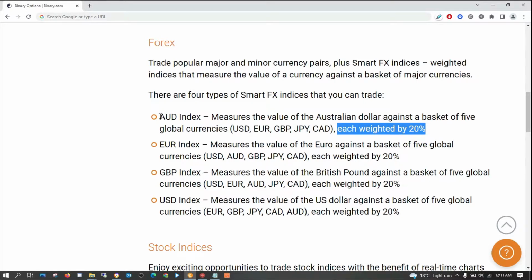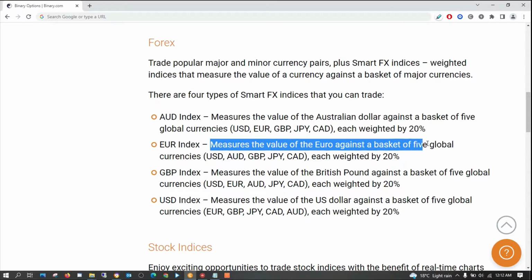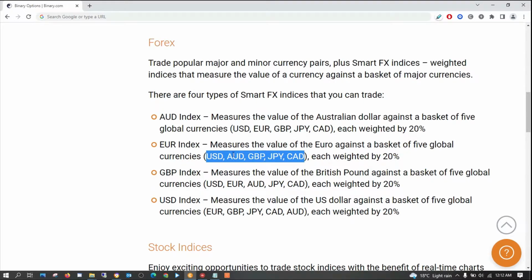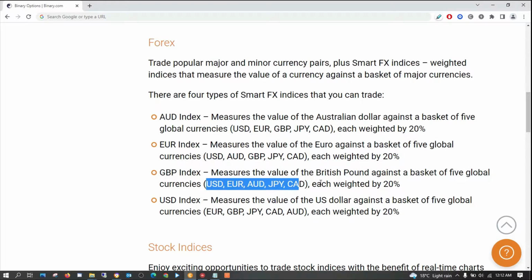So if you're trading on the AUD index, you measure the value against USD, Euro, GBP, Japanese yen, and Canadian dollar, each weighed by 20%. The same thing happens when you trade the Euro index. It measures the value of the euro against the basket of 5 global currencies. It's just the same as this one, but now it's the euro. You're now trading the euro against the 5-currency basket, each weighed by 20%. And then the Great Britain index, which is the same thing. It measures the value of the British pound against the basket of 5 global currencies: USD, Euro, AUD, Japanese yen, and CAD, weighed by 20%.